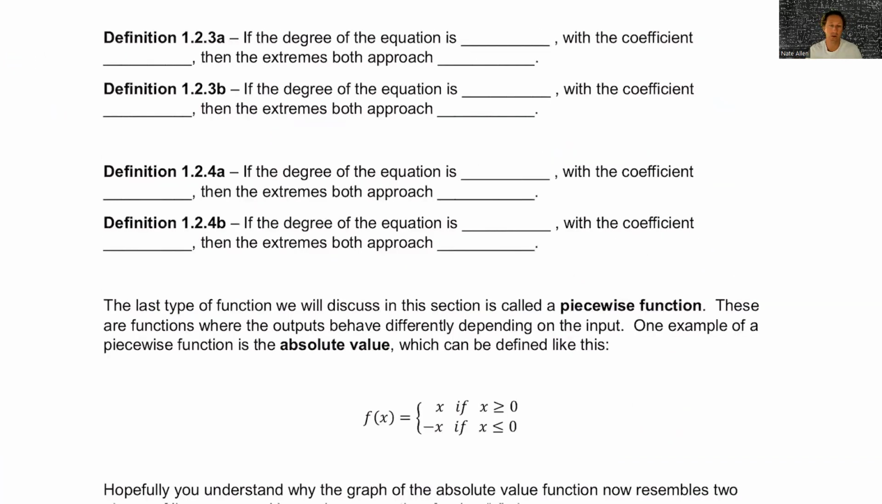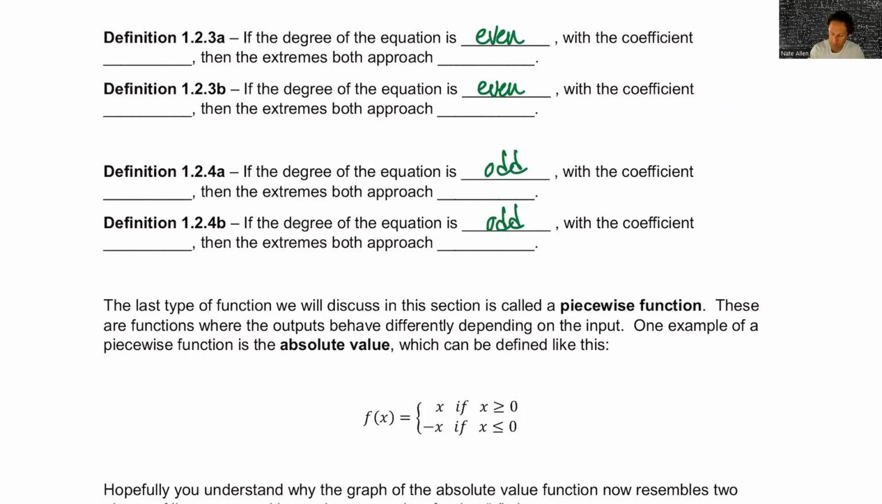So let's throw a few more definitions at you. 1, 2, 3, and 1, 2, 4. Think about these, see if you can fill them in. Otherwise, we'll go over them very quickly here. So we just got done talking about the degree and whether it's even or odd and the leading coefficient. That's exactly what these are talking about. If the degree of the equation is, there's two options. Either even, that's what the first two are going to be, or odd. That's what the next two are going to be.